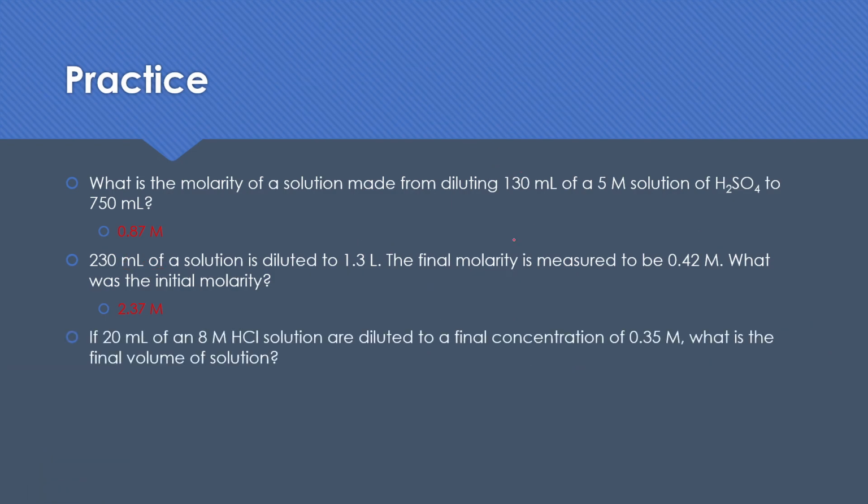Finally, if 20 milliliters of an 8 molar solution are diluted to a final concentration of 0.35 molar, what is the final volume? Okay, so now we're solving for V2, which is M1V1 over M2. So I've got 20 milliliters times 8 molar divided by 0.35 molar. You get 457 milliliters. Okay, so dilution, pretty straightforward.